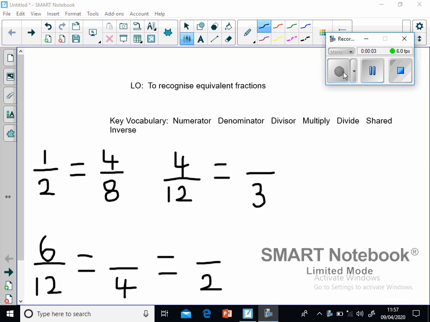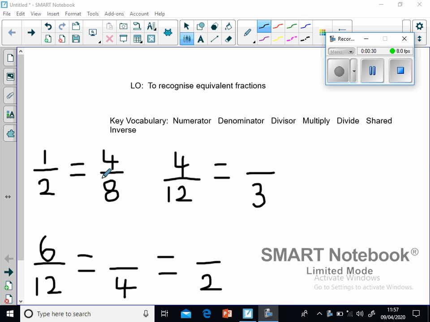Hello Lilac class. Our learning objective today is to recognise equivalent fractions, and our key vocabulary is numerator, denominator, divisor, multiply, divide, shared and inverse. The three new words are numerator, denominator and divisor.